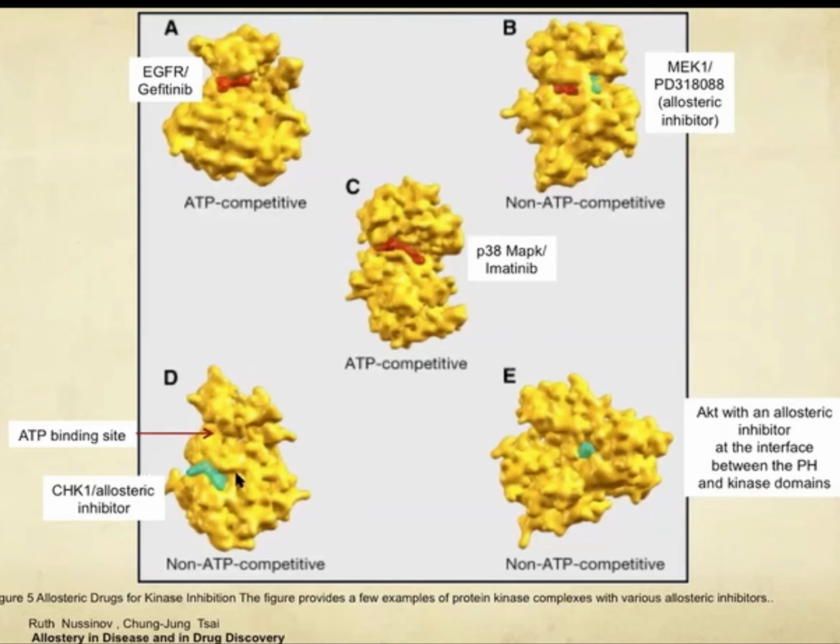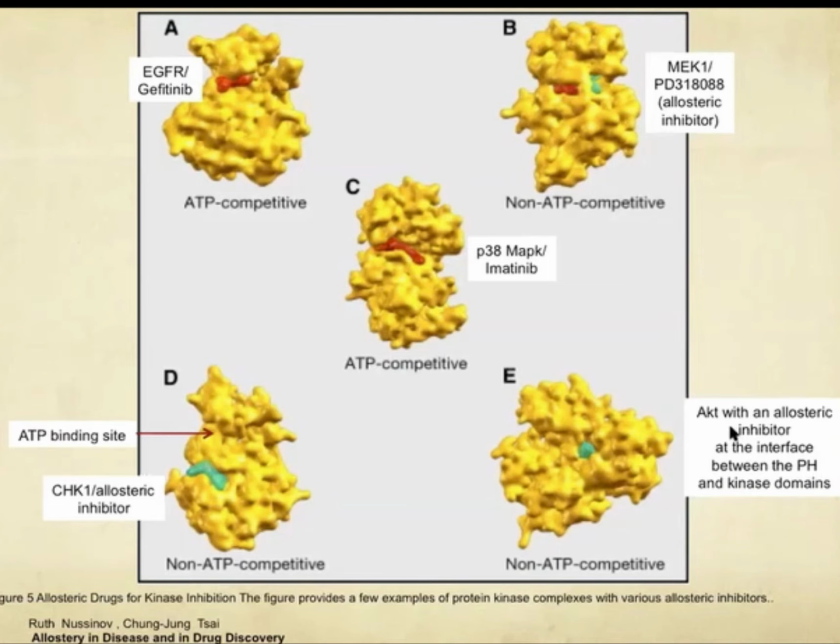Again, here's another example down here, CHEK1, an allosteric kinase inhibitor. The ATP binding pocket is up here, if you compare these structures, but the inhibitor binds here. And then there are other cases where the allosteric inhibitor binds to a completely different subunit. For example, in AKT, which is a protein kinase involved in controlling cell survival, it has what's called a PH domain, which is attached to, but separate from, the kinase domain.